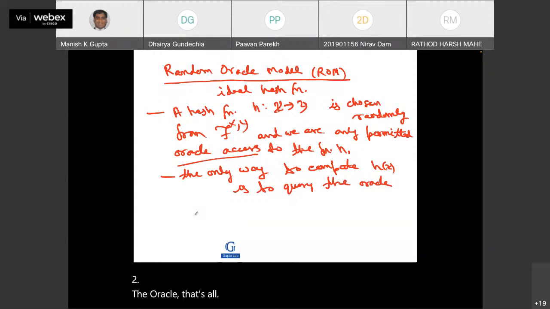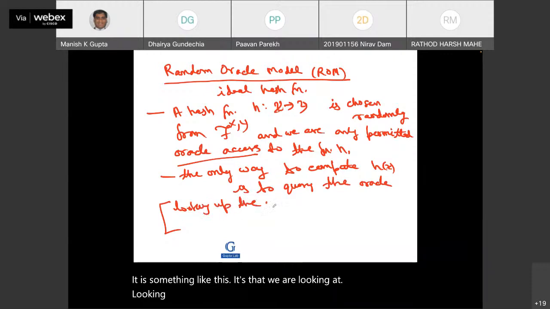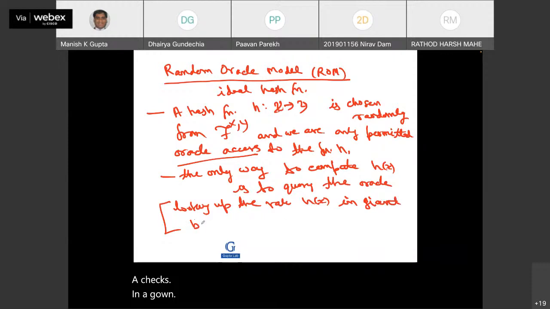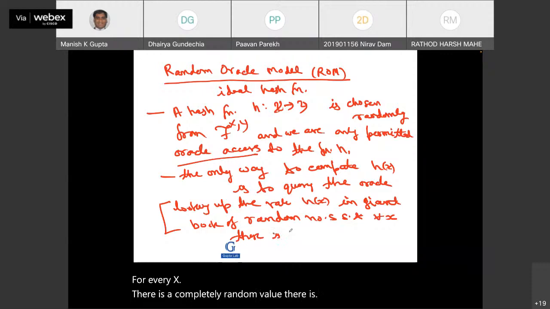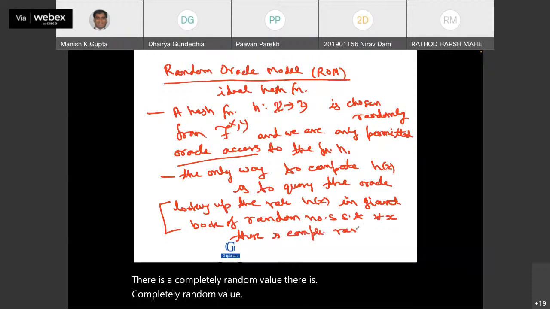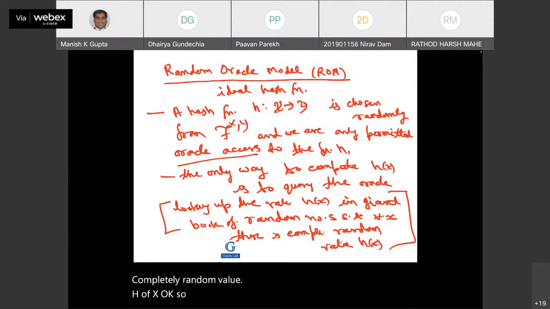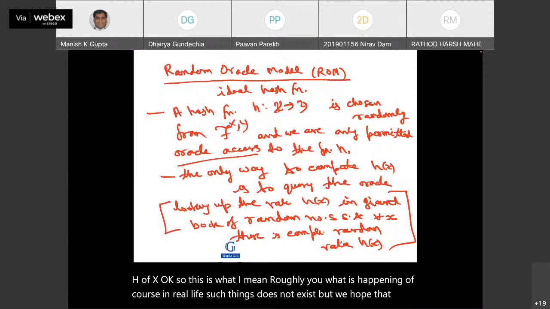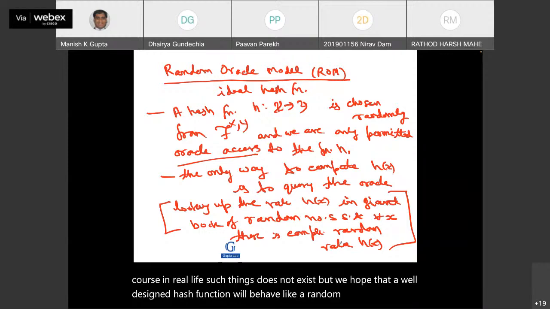It is something like this. We are looking up the value h of x in a giant book of random numbers, such that for every x there is a completely random value h of x. So this is what I mean, roughly. Of course, in real life, such things do not exist. But we hope that a well-designed hash function will behave like a random oracle. We hope that is how the ideal function should look.